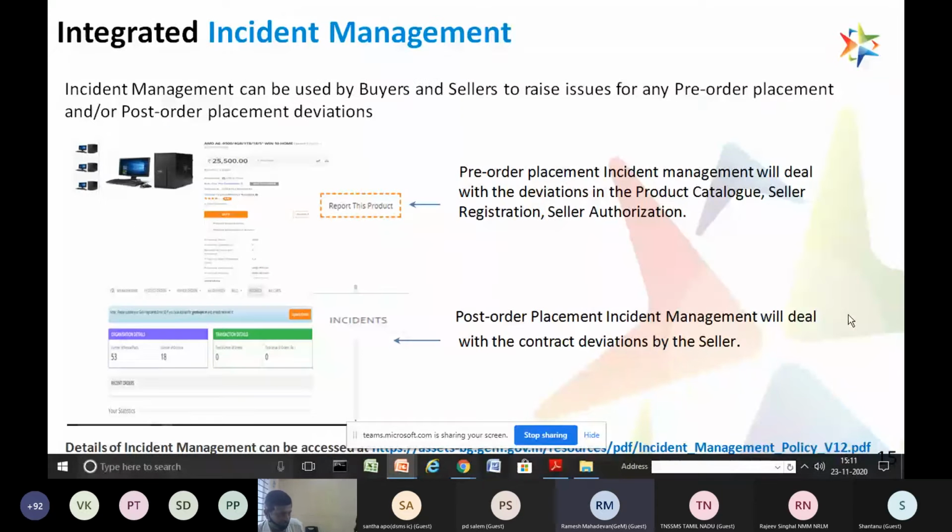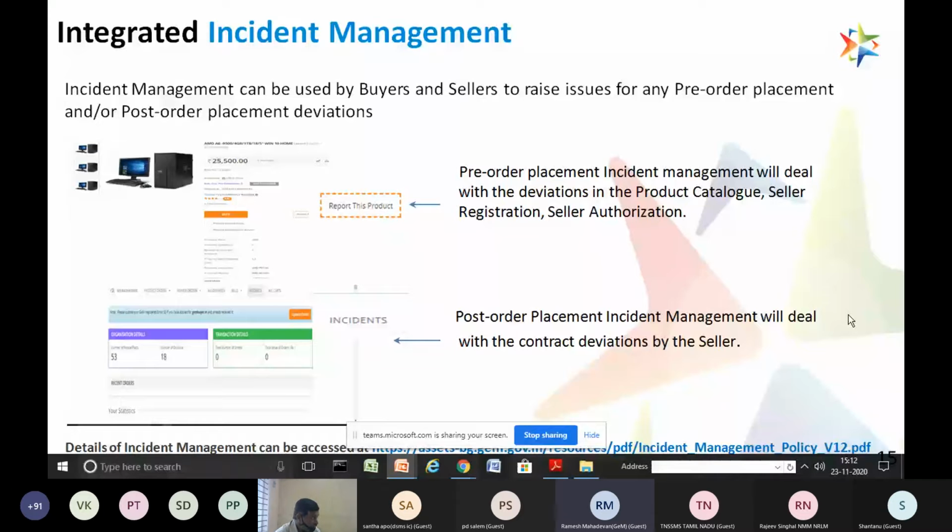There is an incident management system. Any kind of contractual violation that happens in the system can be reported through incident management. When I say contractual violation, an order gets placed and if the seller rejects, the buyer can raise an incident against the seller. Similarly, if the payment is not done by the buyer, the seller can trigger the incident. The incident will be arbitrated and closed by GeM. There are two types of incidents that could be created: one pre-contractual, the other post-contractual.